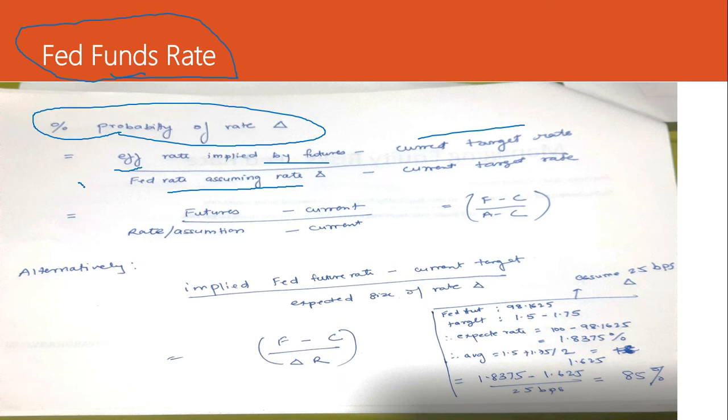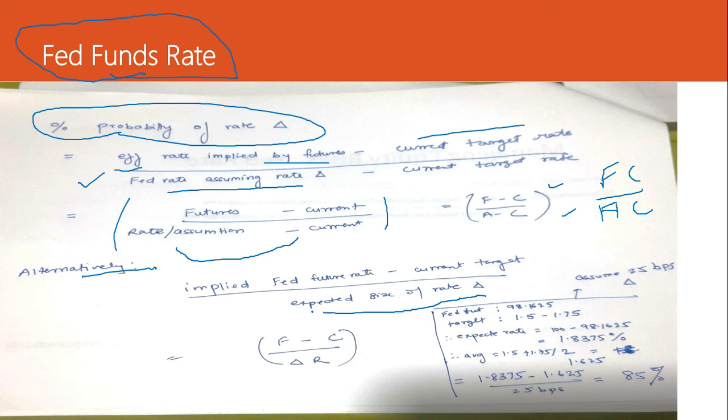So I was having a lot of difficulty to remember this, so I've created a shortcut. You can simply say F minus C upon A minus C, and for the exam you can remember FC upon AC. So C remains same. C is the current target rate. F is a rate implied by futures, and A is assumption based rate change. Alternatively, it can be written as expected size of rate change, because this mathematically means expected size of rate change. This remains the same. So FC remains the same over here.